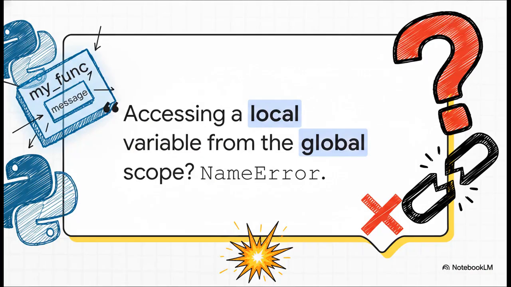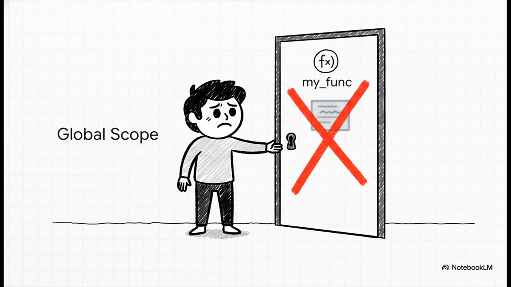Okay, check this out. This is a classic. We create a variable called message inside the function myfunc. Then, later on, outside the function, we try to print it, and bam, Python just yells at us, NameError. It's saying, I have no idea what message is. So why? It all comes right back to our house analogy. That message variable was born inside the private room of the myfunc function. When we tried to print it from the main script, we were standing out in the hallway, and you just can't see or touch or use something that's locked away inside a private room.